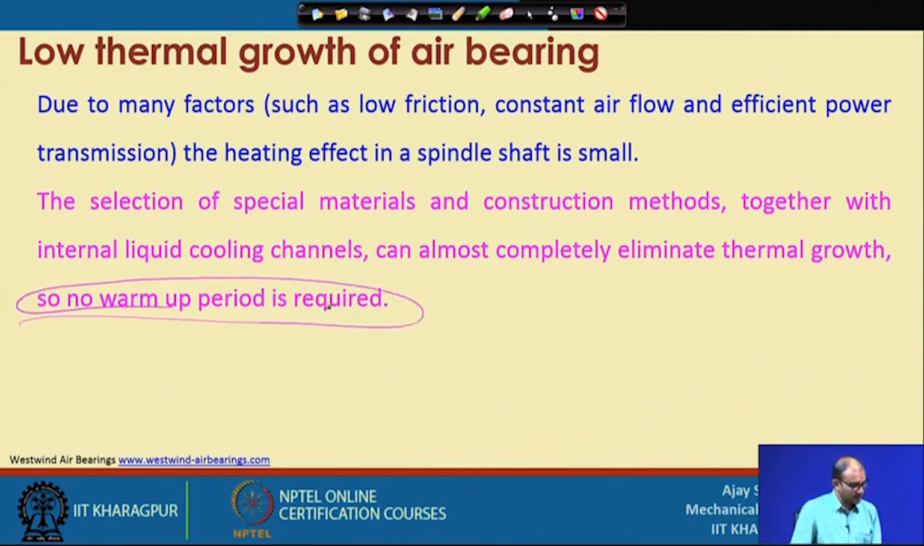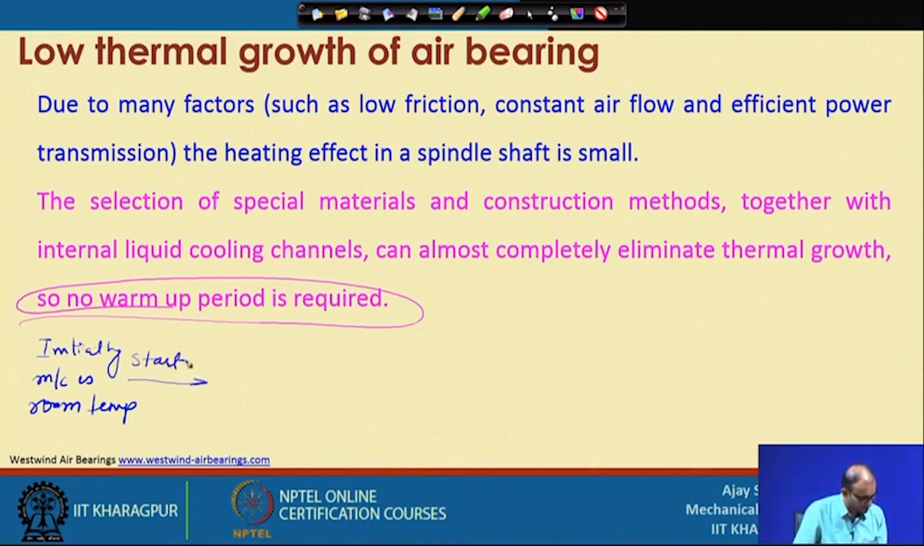When you start a spindle or when you start a machine, initially what is going to happen here? Initially the machine is at room temperature, when you are not starting the machine, right. Then you start the machine. When you start the machine, you know that there are different components made of different materials, and you have the surrounding temperature. Now consider here the temperature is 26 degree centigrade, right.